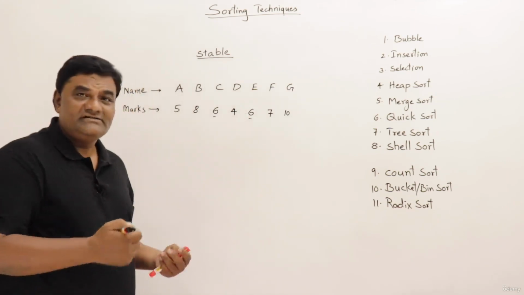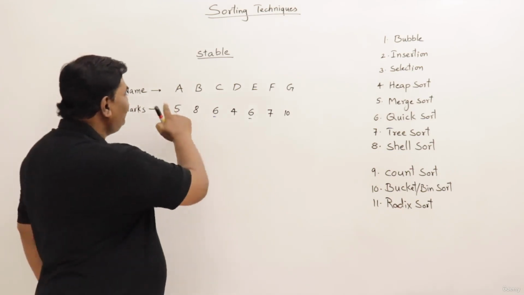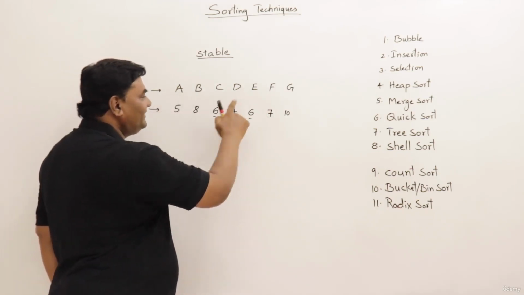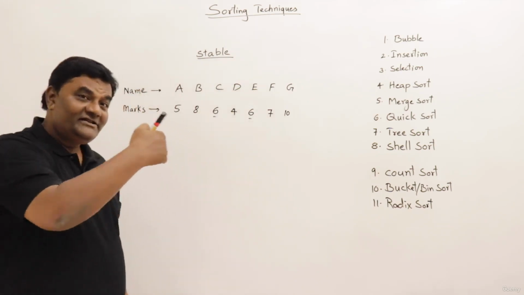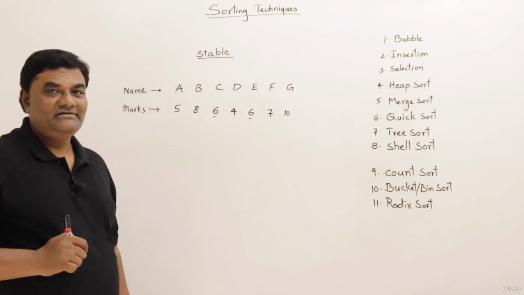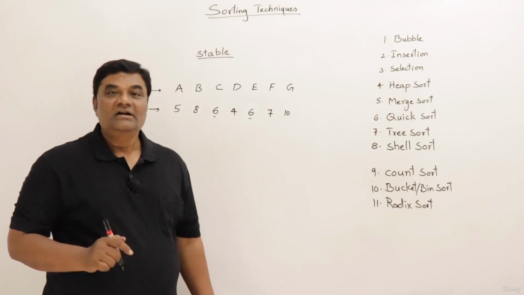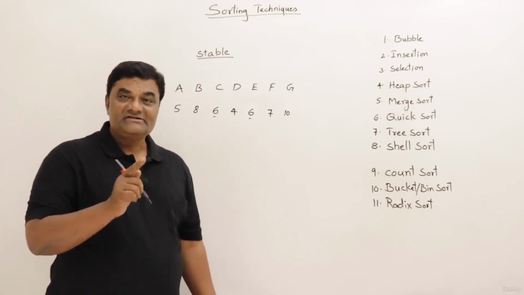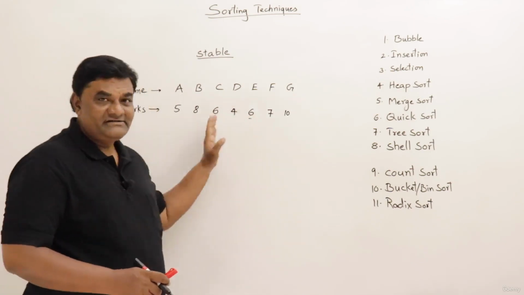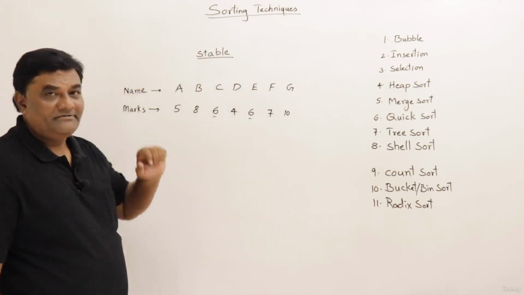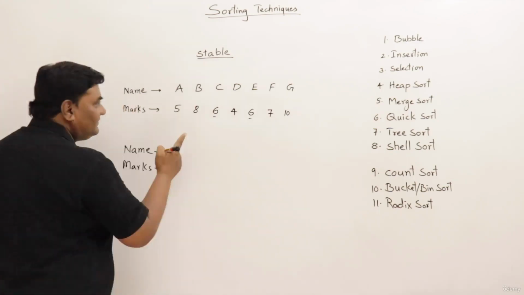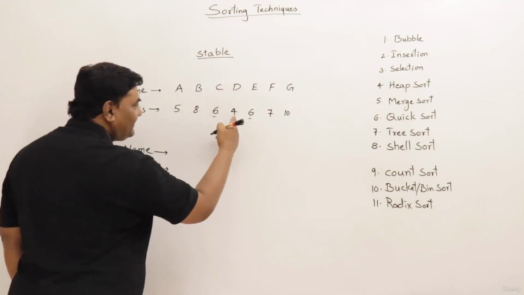What is the difference? Both are 6 only, na? No, that is the reason I have kept other values also here. This 6 belongs to C, this 6 belongs to E. So that C should come first, then comes E. The order should be preserved. If a sorting algorithm is preserving the order of duplicate elements in the sorted list, then that algorithm is called as stable. Let me sort this and show you. Lowest marks, smallest marks are 4.